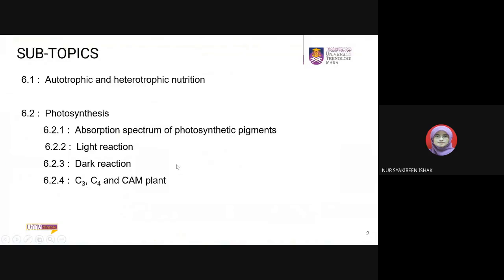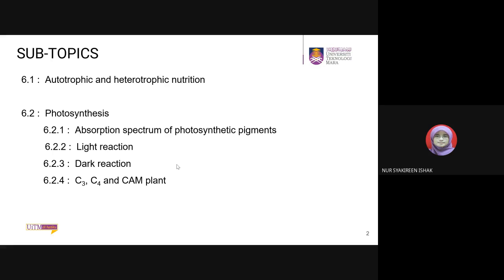And then the next one, you are going to look at the two stages of photosynthesis, which is the light dependent reaction and the other one is dark reaction. Dark reaction ni lama-lama, so awak ignore je dark reaction ni. It is actually the standard way of knowing the dark reaction is Kelvin cycle.